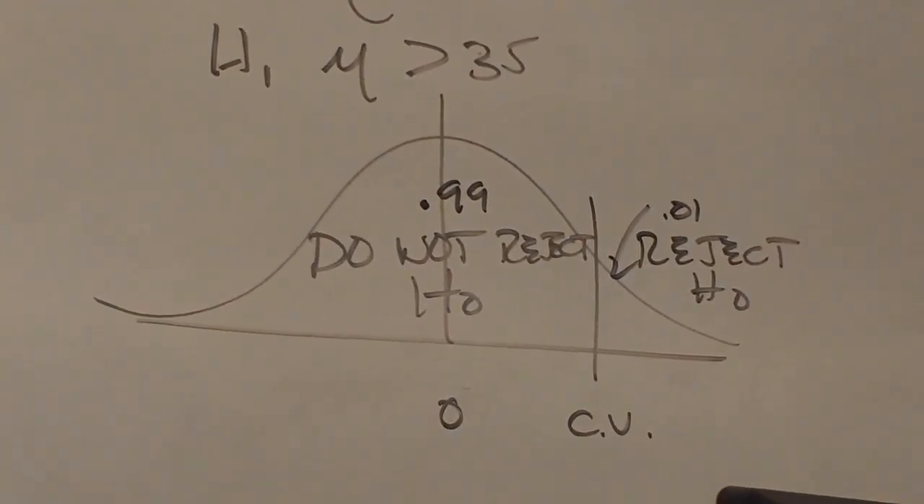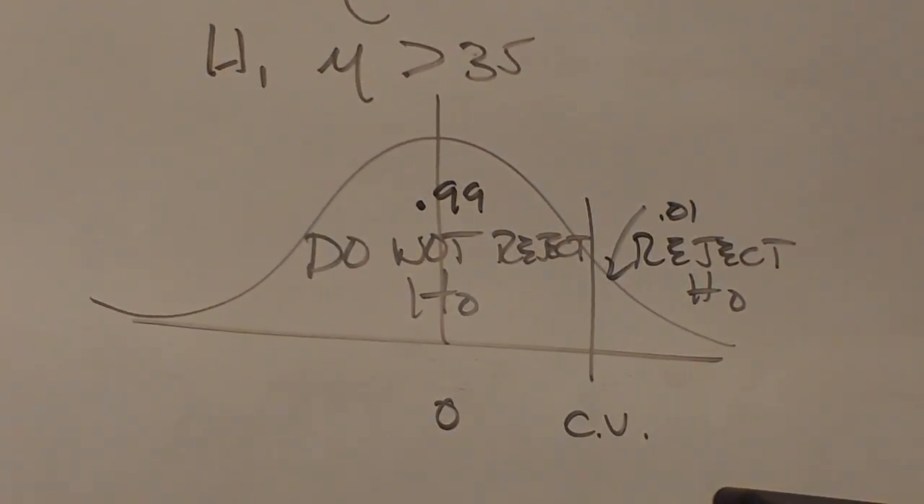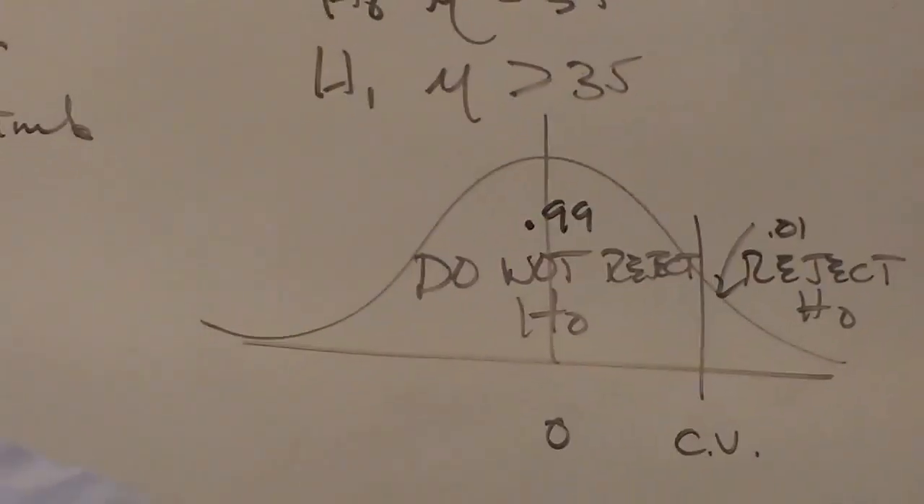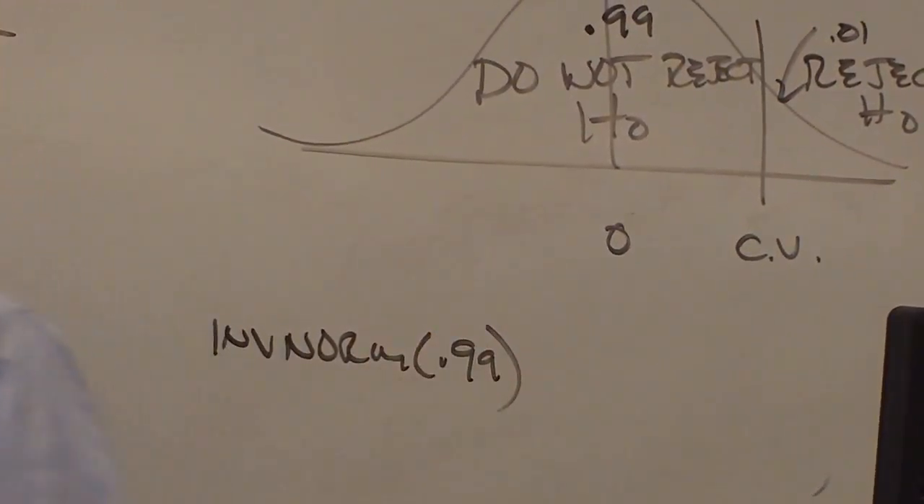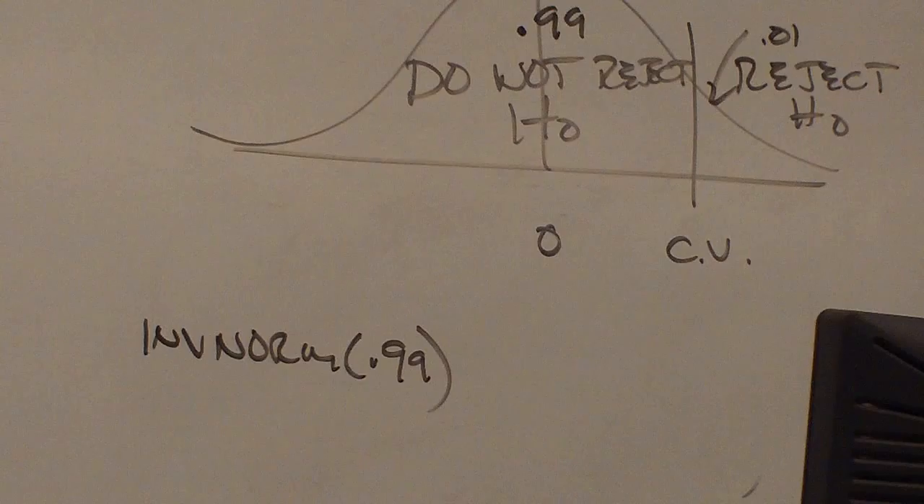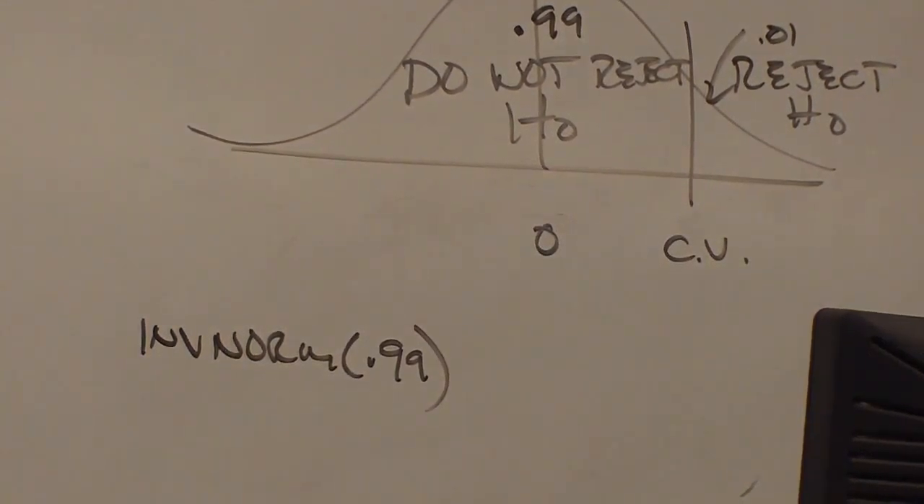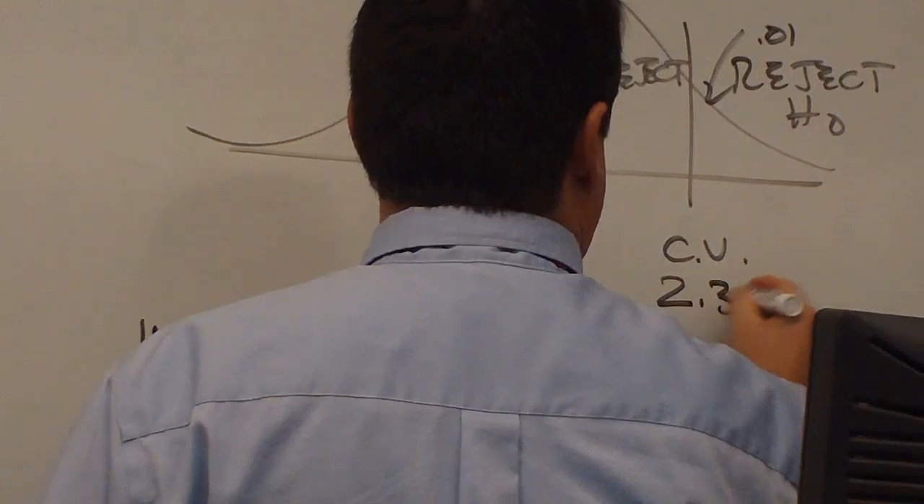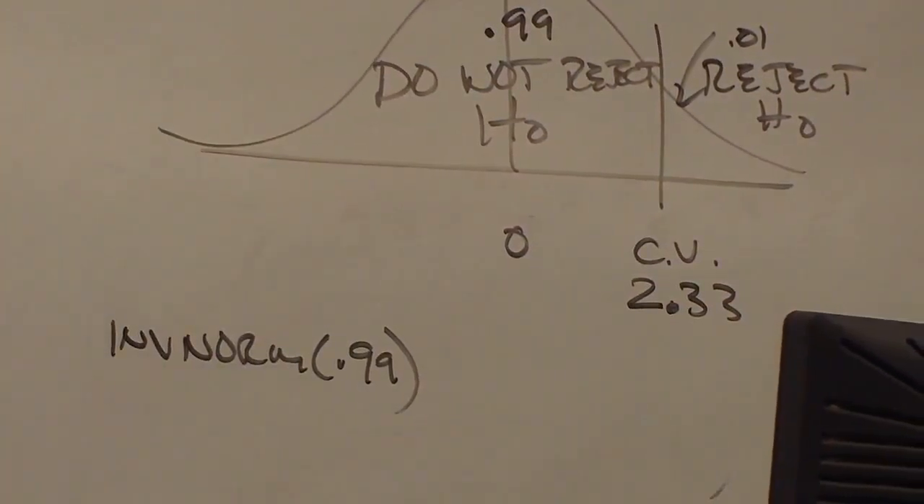My alpha is my error, right? So my error is in my reject H naught region, 0.01. Now I have to find my critical value. How do I find that? Inverse norm of 0.99 is 2.33, I think. Is that right? Yep. So this is 2.33.